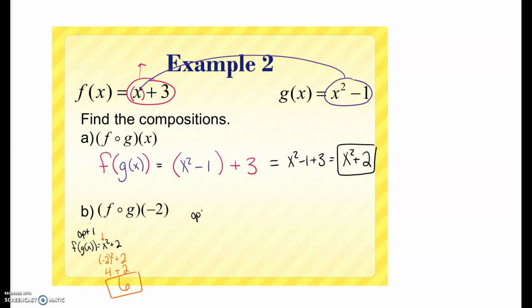Option 2. And this is the option I prefer because you don't always find f of g of x first. Sometimes it's just going to be find f of g of -5, and you're not going to have done that step beforehand. So option 2 is to take f of g of -2.